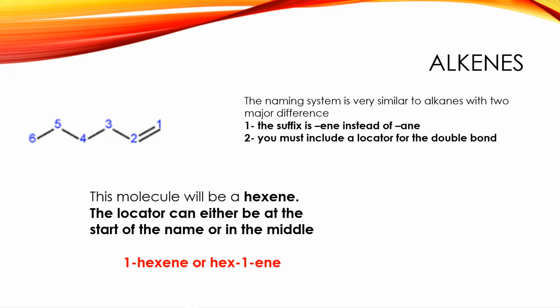That's perfectly fine. I tend to do the second option, which, let me get my laser pointer, is this option here, where I put the locator in the middle, between the hex and the ene. The main reason I do that is because sometimes when you have a really huge, long molecular name, it makes it a little bit easier to have that one directly next to the double bond, so you can look at the end, see it straight away and put it in there. Plus, I think it sounds cool because it's hex-1-ene instead of 1-hexene. Kind of a little bit cooler in my mind, but that may be just me.